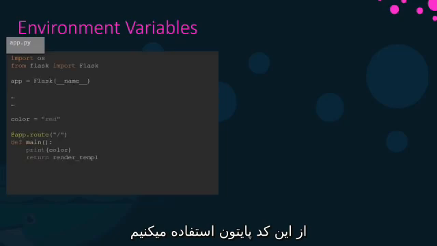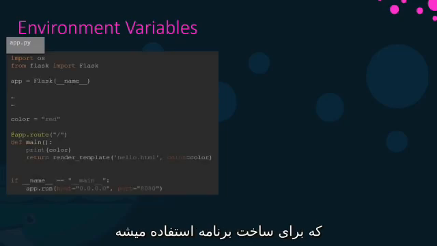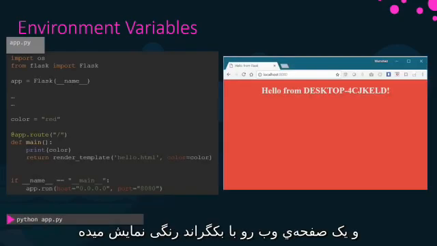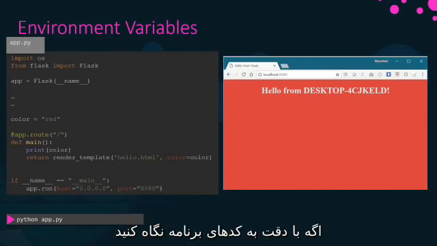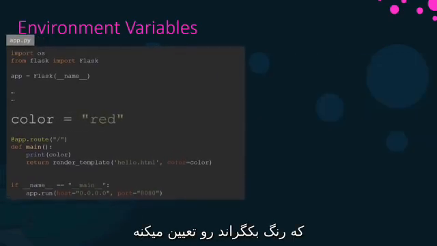Let us start with a simple web application written in Python. This piece of code is used to create a web application that displays a web page with a background color. If you look closely into the application code, you will see a line that sets the background color to red. Now, that works just fine.